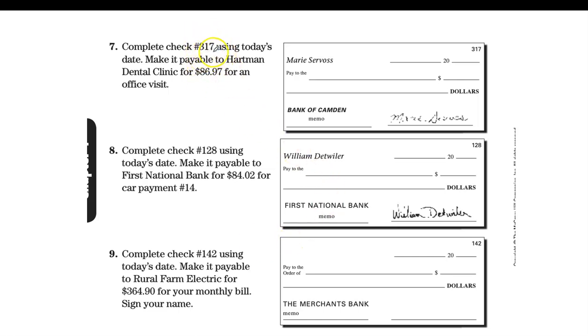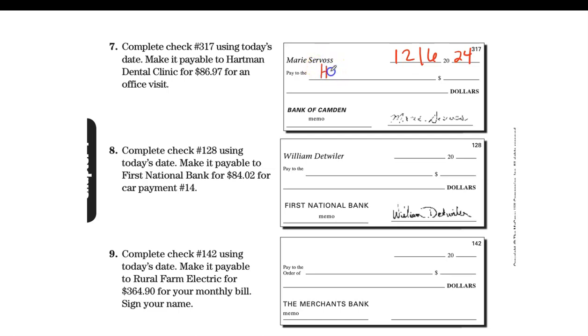These are on your notes. We are going to write out this check here. You're going to use today's date, so whatever that would be. So the date that I'm making this would be 12/6/24.